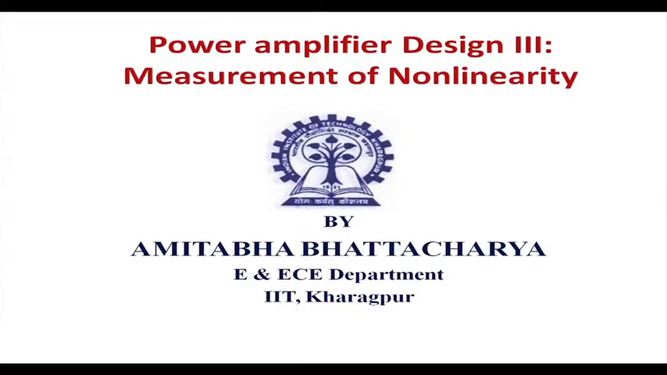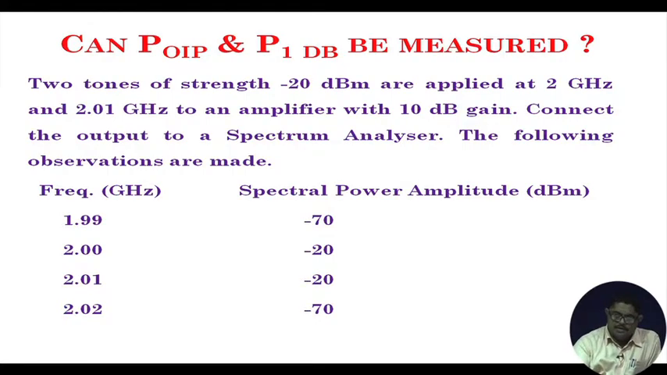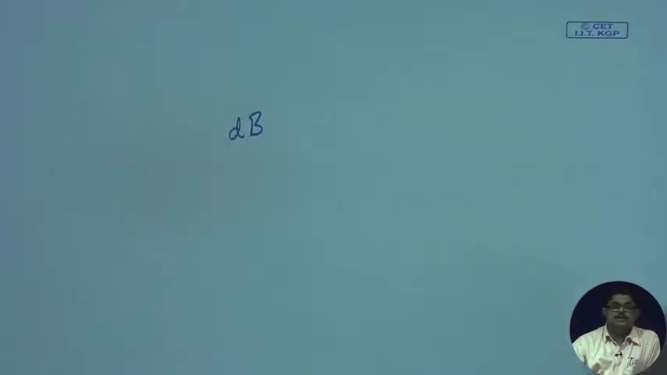Now, we need to find out how to measure that spurious free dynamic range or third order intercept point, that we will do now. So, the question is, can the third order output intercept point POI P3 and the 1 dB gain compression point be measured? Please remember in this title this dB, that actual thing should be like this dB, but in the PowerPoint this problem comes, I think.